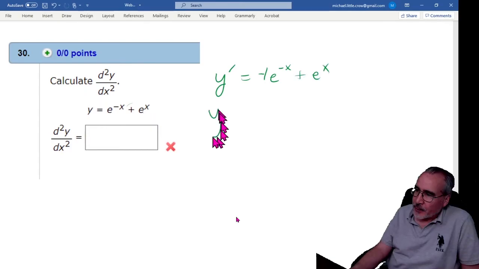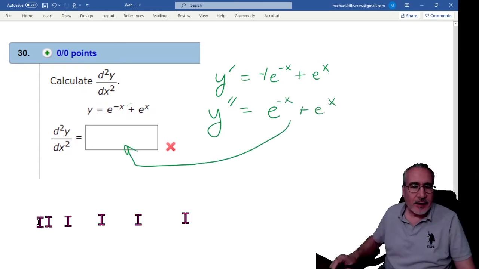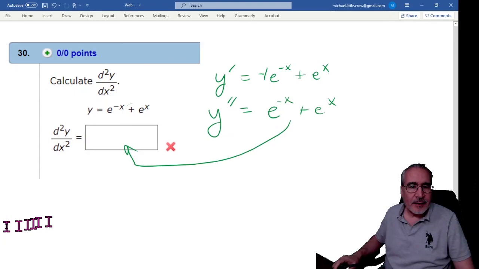So now when we take the second derivative, it's not going to change much. This negative, again, it comes down because the derivative of the exponent becomes -1. -1 times -1 is +1. So we get e to the minus x plus e to the x. I think this looks like deja vu, like we've done this before. So that's that one. And that's what they have, right?